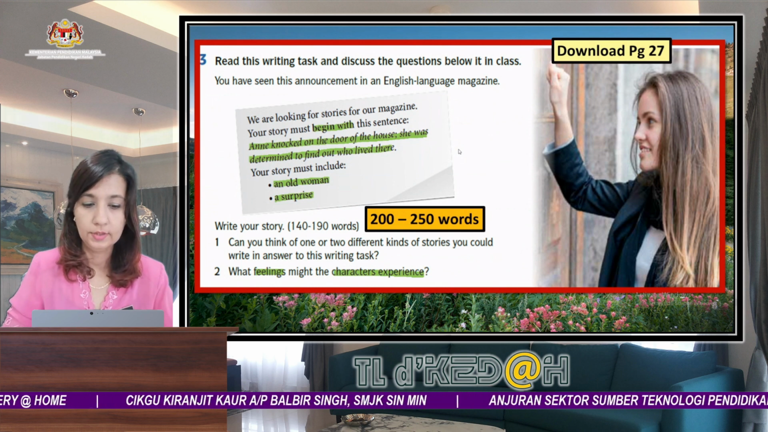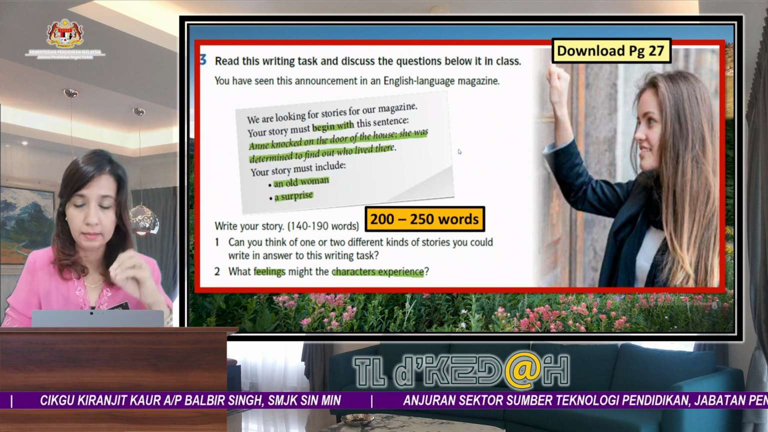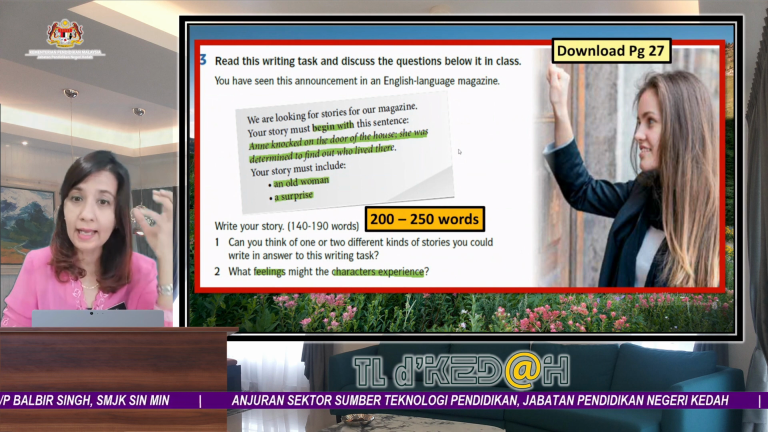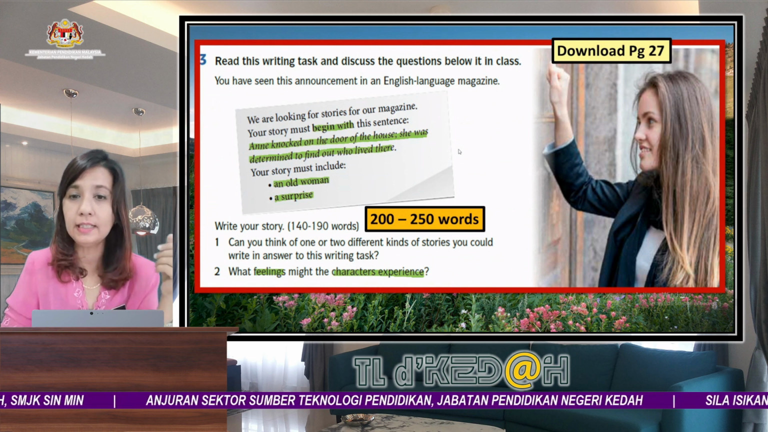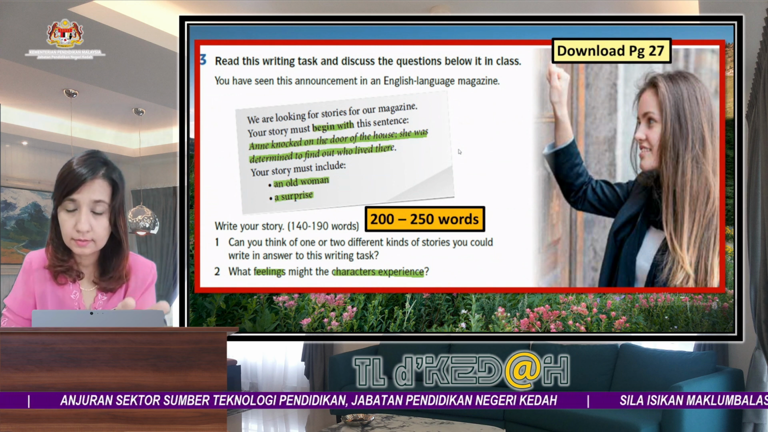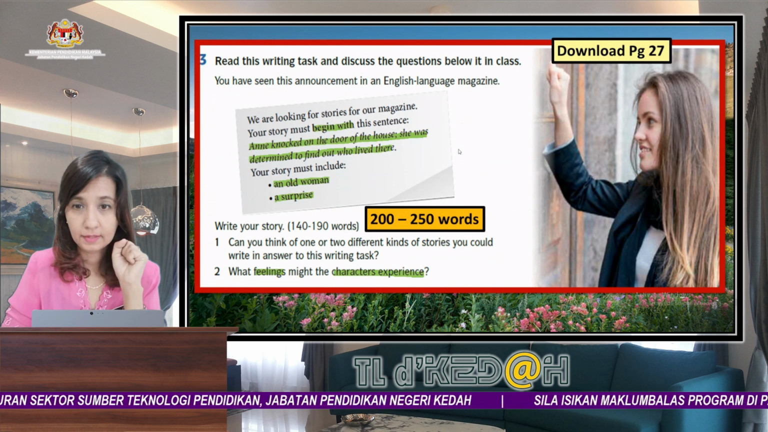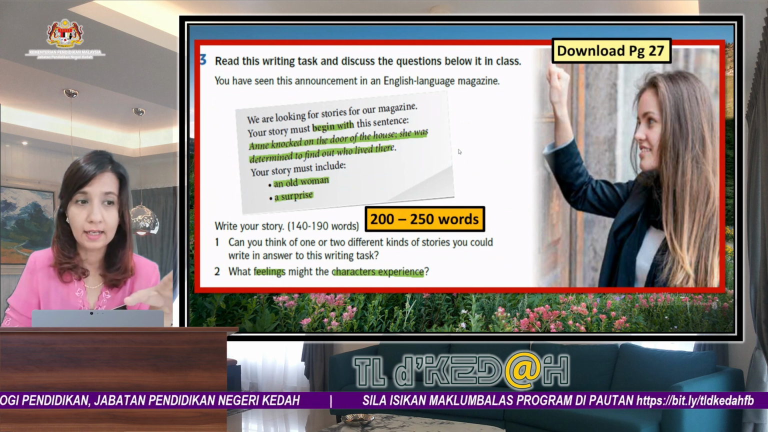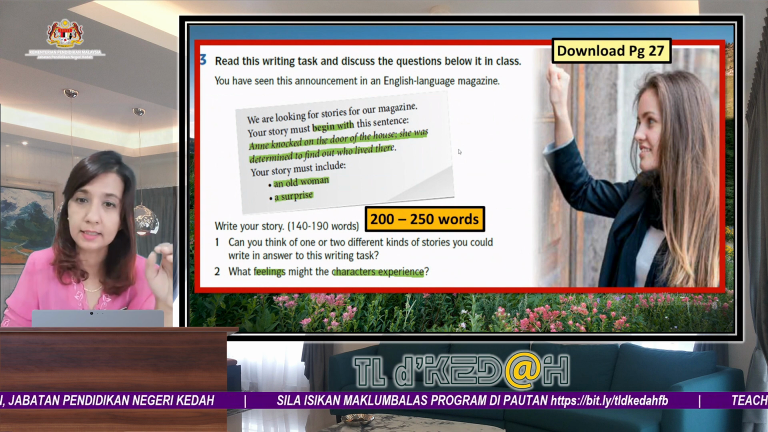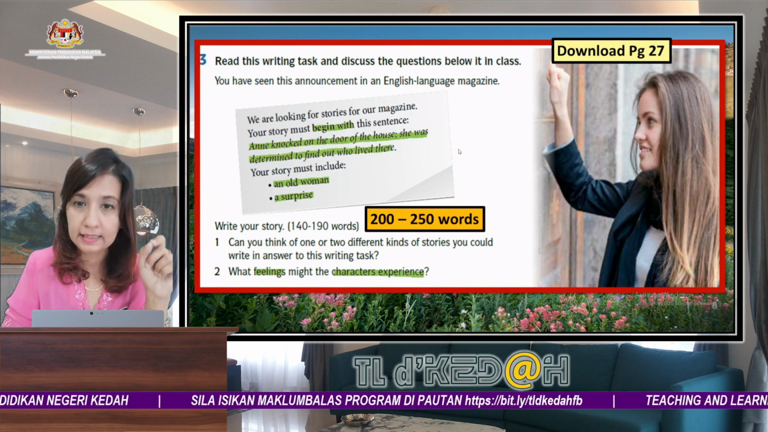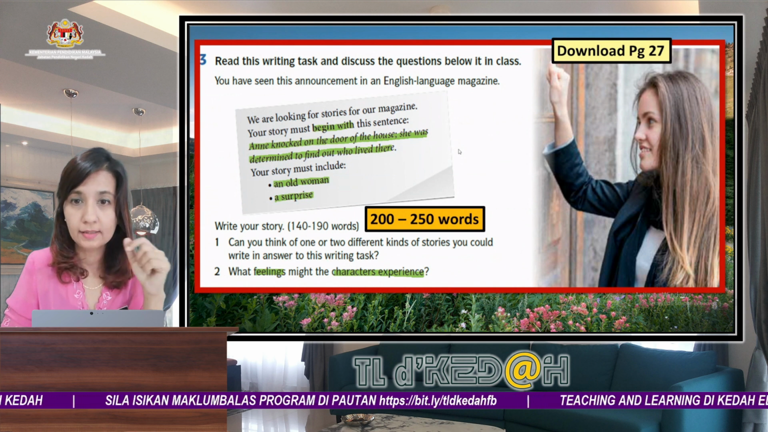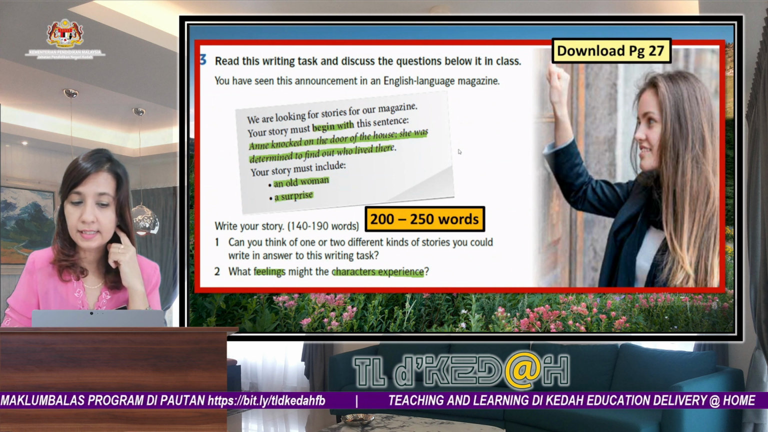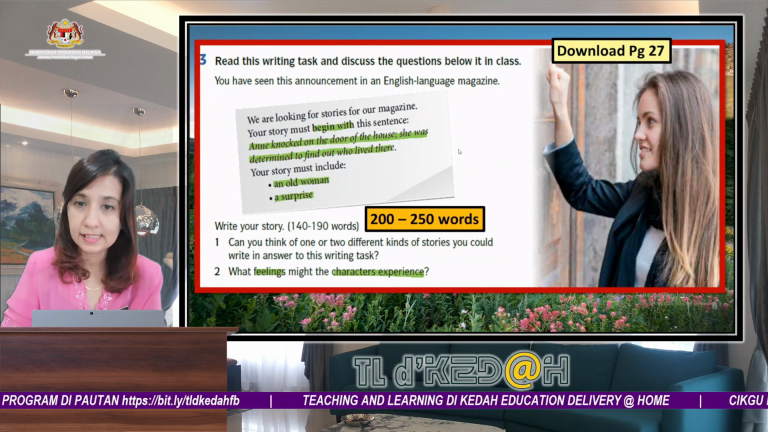Okay, so think about the storyline. Before you write, you may have some ideas. Best is to prepare ideas earlier. You watch movies, you read books, take those ideas, okay, and fit them in your story. Ideas that are very interesting and maybe unique. Don't try to take the same ideas as everyone else, okay? So can you think of one or two different kinds of stories and feelings, the characters' experience?